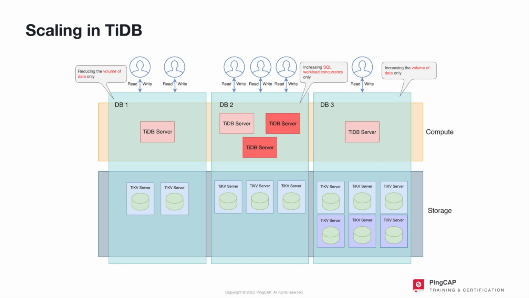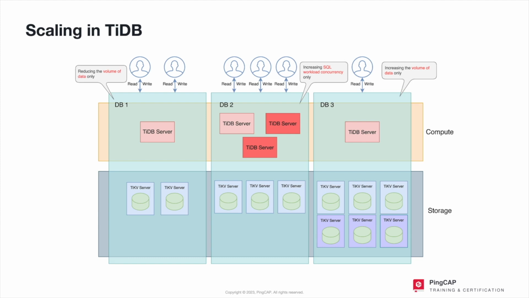If we are constrained on the compute side, we add TiDB servers. If we are constrained on the storage side, we add TiKV nodes. The opposite is true too. If we have excess compute capacity, we can remove TiDB server nodes. If we have excess storage capacity, we can remove TiKV nodes.